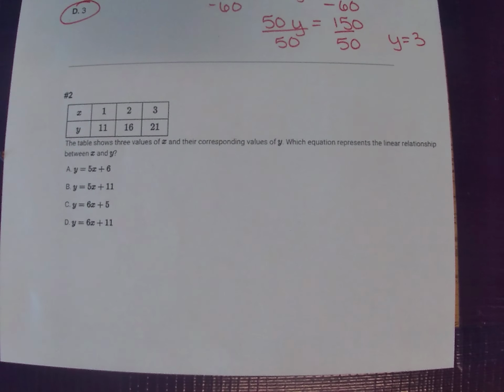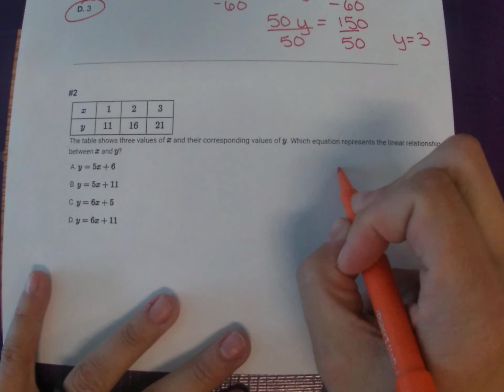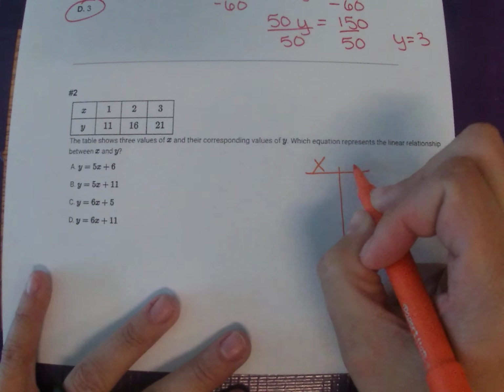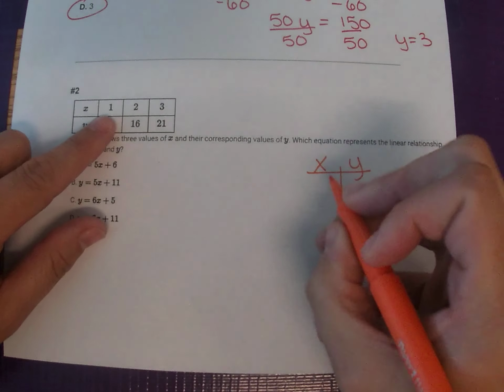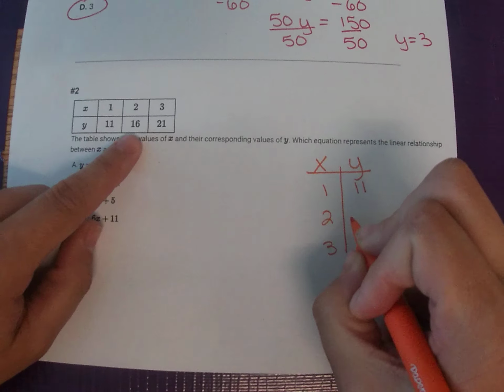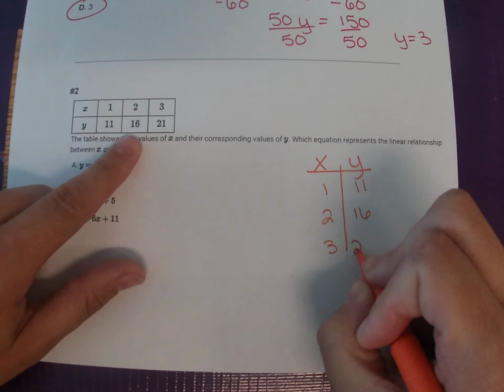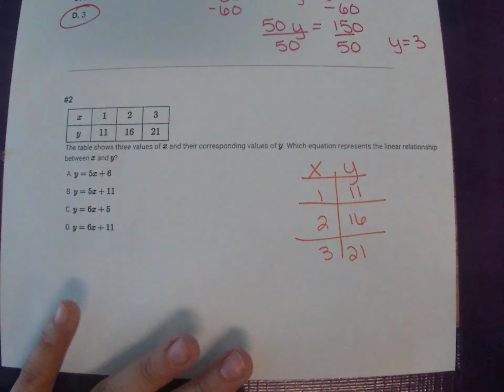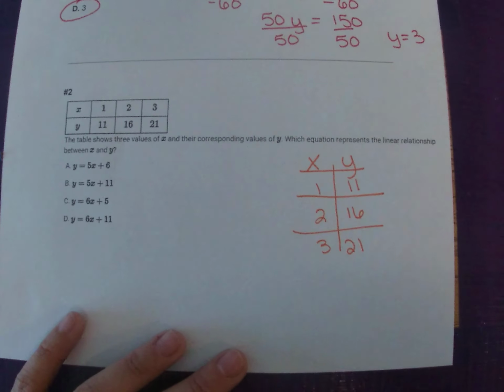Number 2 can throw my students off just because this table is presented in a horizontal fashion instead of a vertical fashion. So if you really don't like this look, you could rewrite the table this way, where we put our X's down here. So 1, 2, 3. 1 pairs with 11, 2 pairs with 16, 3 pairs with 21. So if you like that look better, you can flip your table this way.